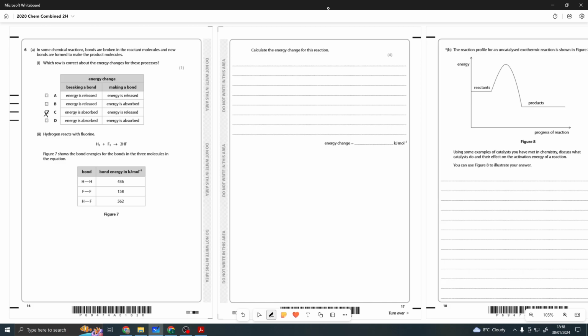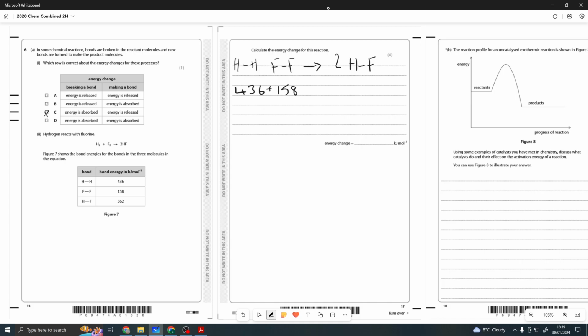Calculate the enthalpy change for this reaction. Right, so let's work through this methodically. We've got an H-H and we've got an F-F. Those are the two we have, and they make 2 HF. So what we've got there is 436 plus 158.